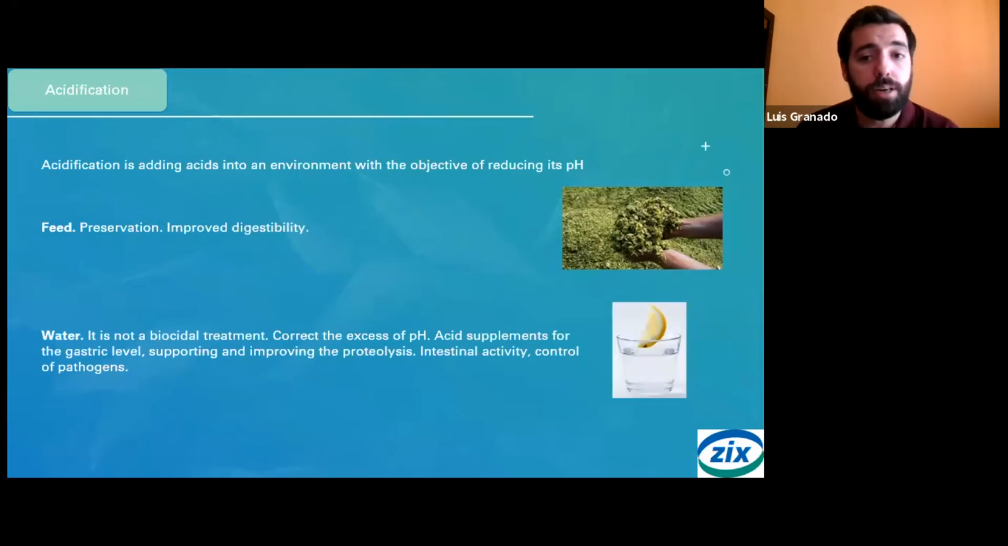Something I want to make clear, adding acids into the water is not a biocidal treatment, okay? This is something to mention because some people get confused with it. They are totally different things. I will be repeating this a few more times during this talk today.